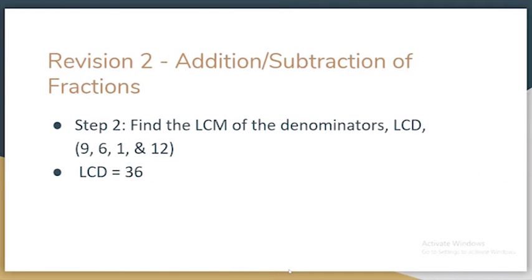Step 2. I'm sure that's what you wrote down. The LCM of the denominator. Have you ever seen the term LCD? Yes, we mathematicians don't like to write a lot. We like shortcuts. So instead of saying LCM of the denominator, we say LCD, lowest common denominator. Now, our denominators were 9, 6, 1, and 12. What's the LCD? That's correct, 36.